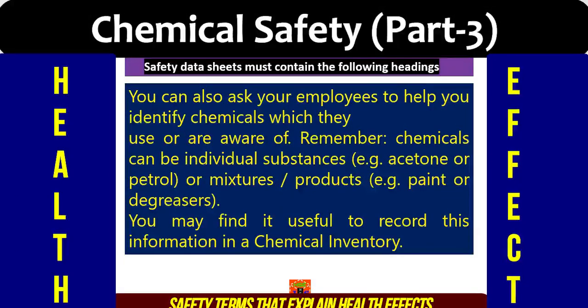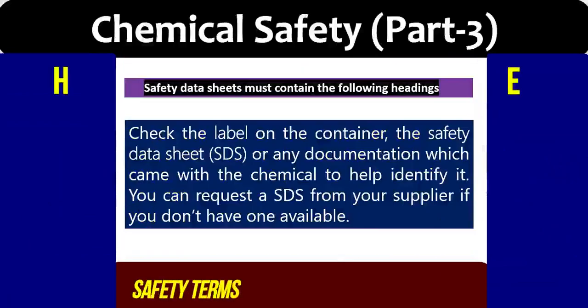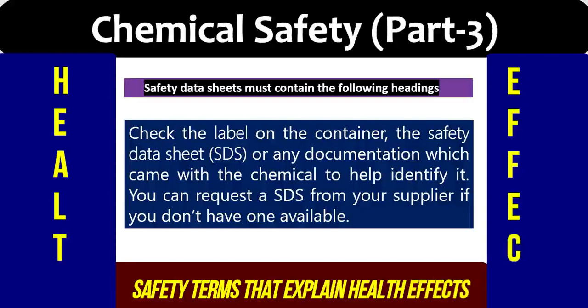You may find it useful to record this information in a chemical inventory. This will make a database for your project, and you are well aware what chemicals your workforce is utilizing on your work site. Dear friends and fellows, check the label on the container, the safety data sheet SDS, or any documentation which came with the chemical to help identify it. You can request an SDS from your supplier if you don't have one available.